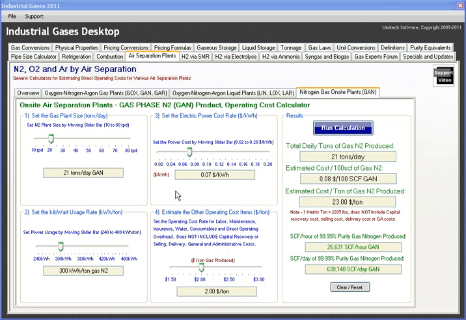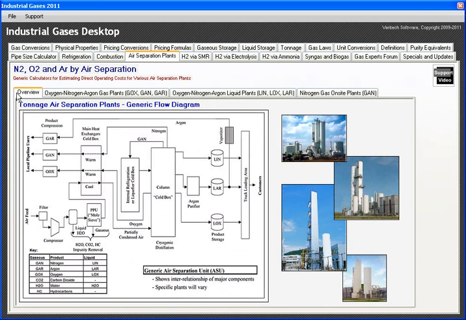Let's review the air separation plant module in Industrial Gases Desktop. The first of four sections gives an overview of a typical air separation plant, a generic flow diagram for a complete plant that makes both gases and liquid products. That would be nitrogen, oxygen, and argon.